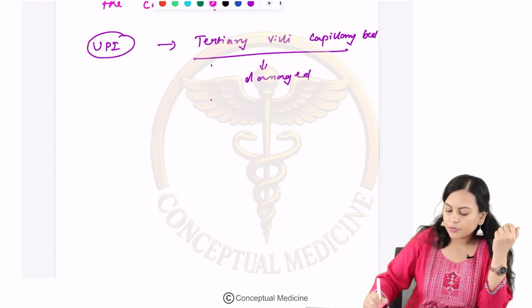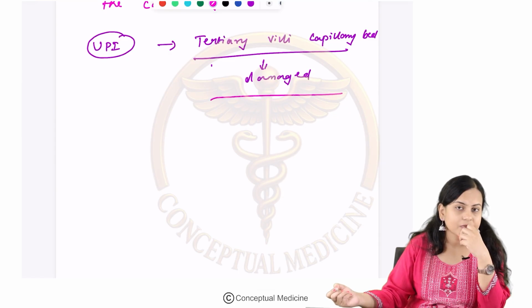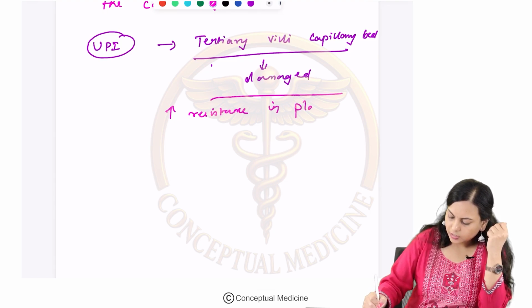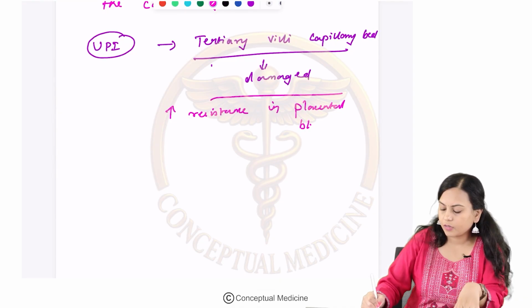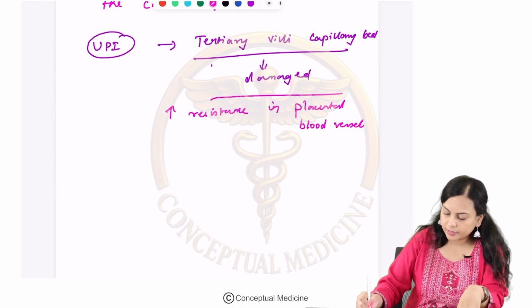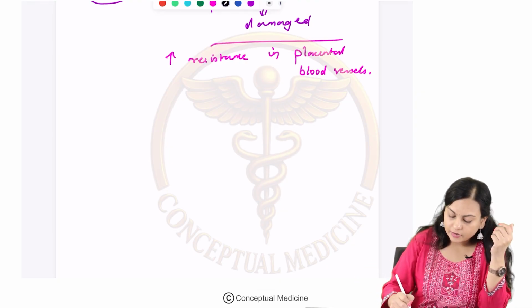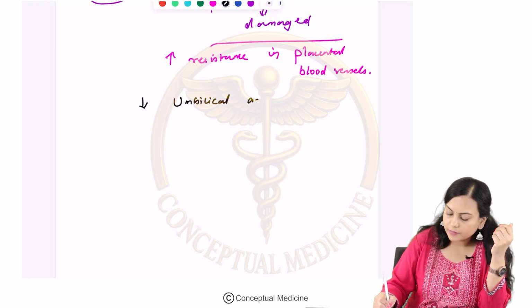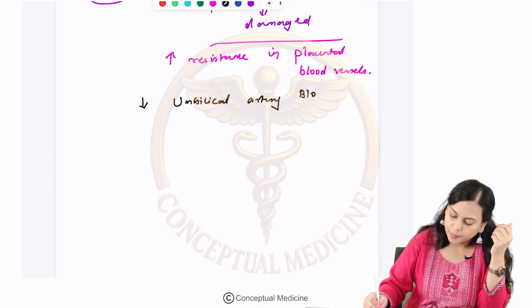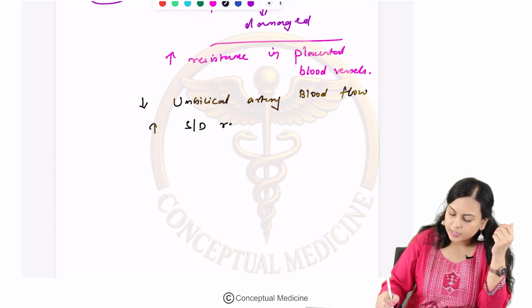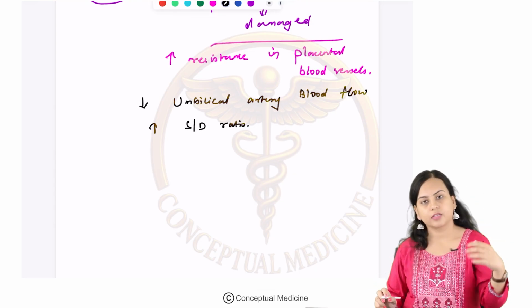Because there is damage, what is going to happen? There is an increase in resistance in the blood vessels. So there is increased resistance in placental blood vessels. Clear? Also, there is a decreased umbilical artery blood flow and increased SD ratio. Clear?